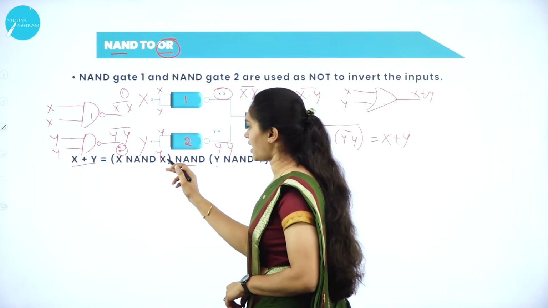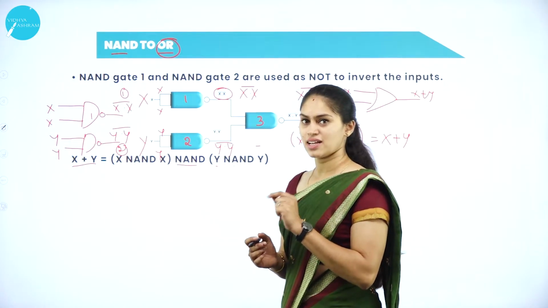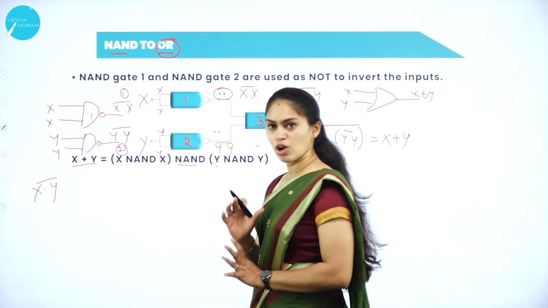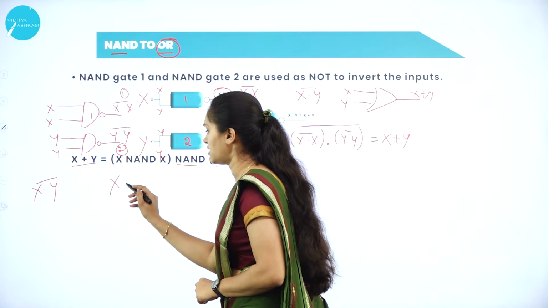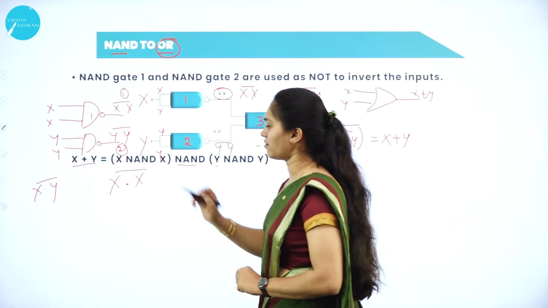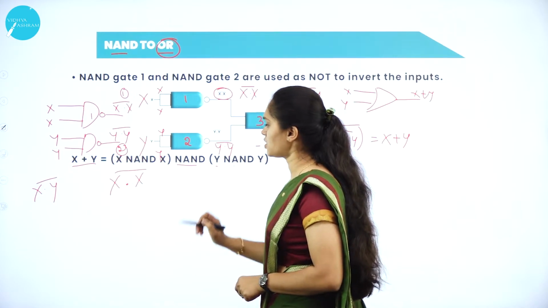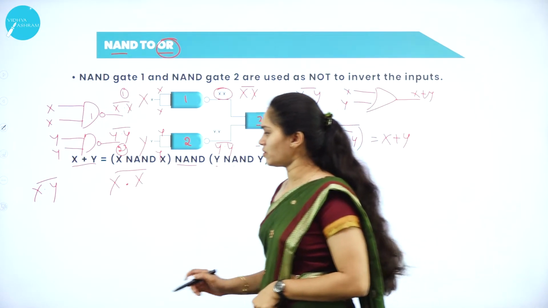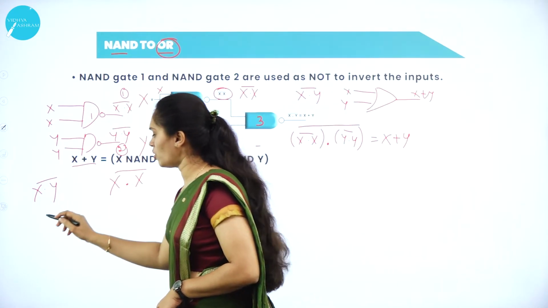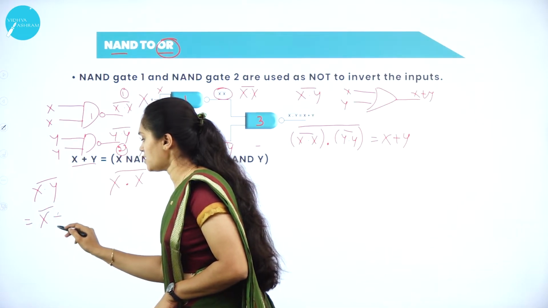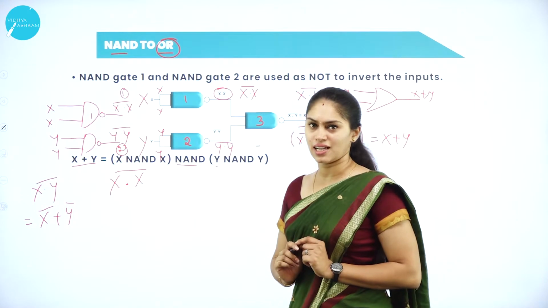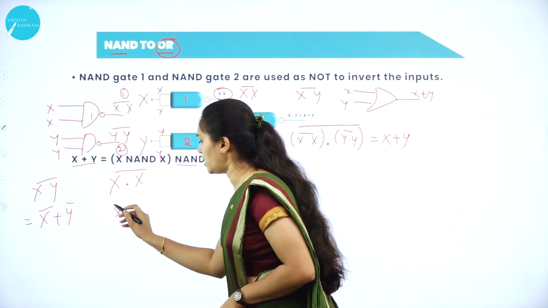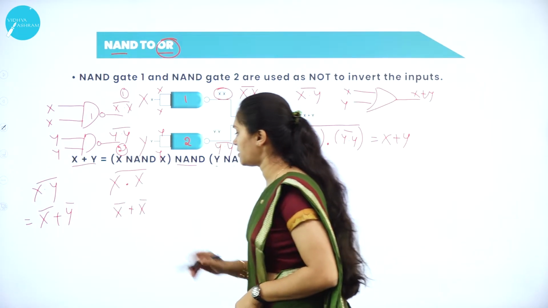So how are we going to represent x NAND x? If it is x NAND y, then we represent it in the form of x dot y whole bar. In the same way, x NAND x, NAND in the sense complement, is x dot x whole bar. Based on De Morgan's first law, what was the first law? That is x dot y whole bar equals x bar plus y bar. So let me apply the same thing to this one. X dot x whole bar is also equal to x bar plus x bar, right?